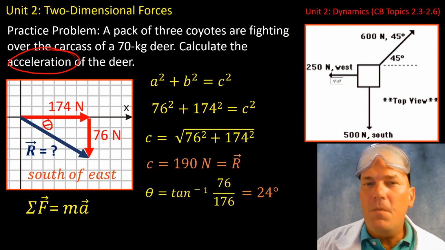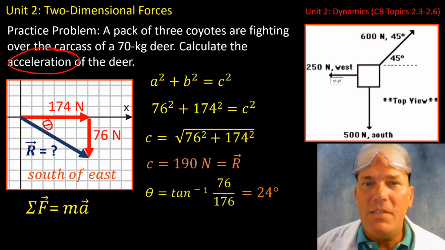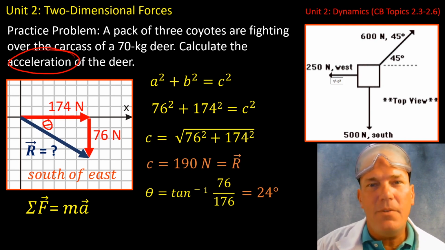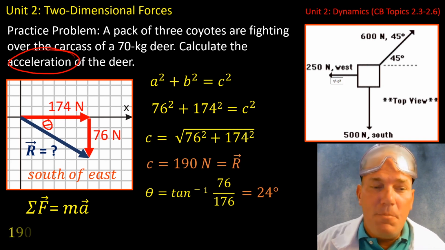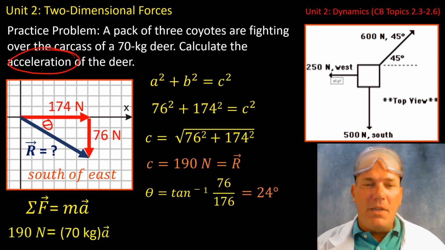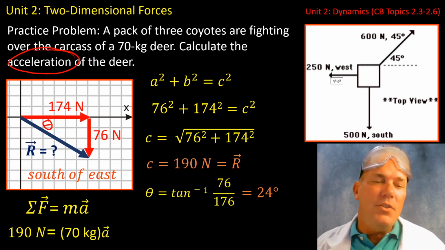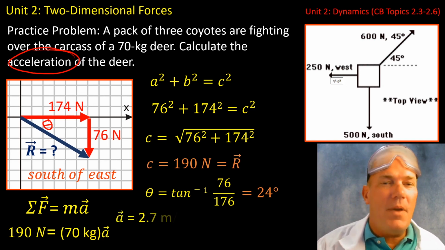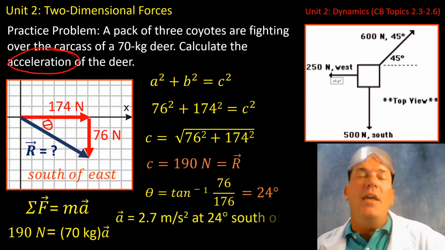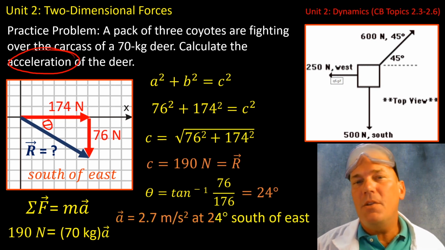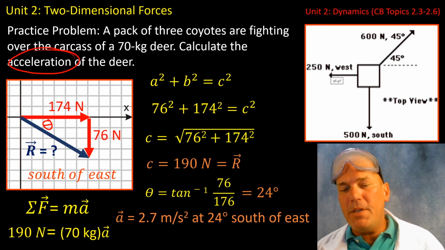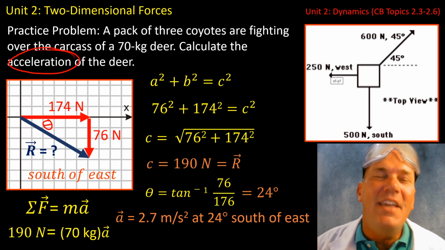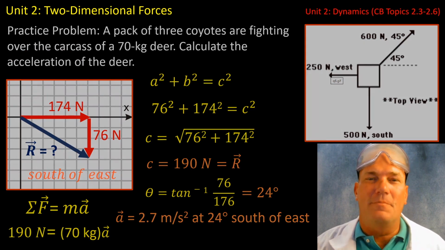Well, we have our force, and we have our mass of the object being accelerated, i.e. the deer, which makes this now a very simple problem. So we can take our 190 newtons and divide it by the mass of the deer, and we get 2.7 meters per second squared at 24 degrees south of east as our final answer.